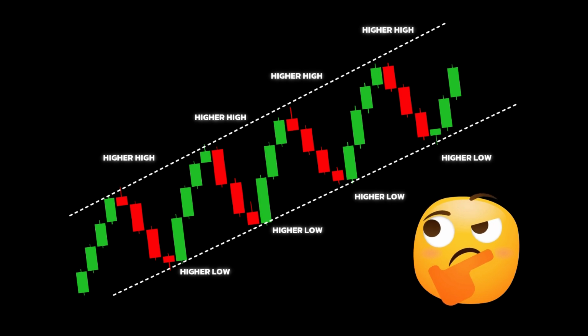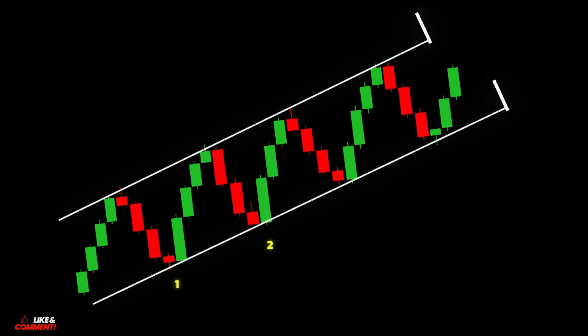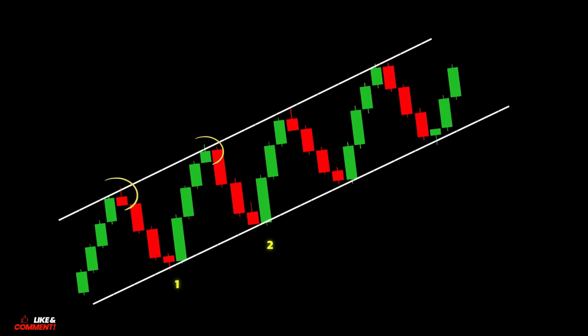To draw it, follow these steps. First, find two rising lows on the chart. Second, connect those two lows to create the lower trend line. Third, draw a parallel line from the first high and extend it to the higher high. Just like that, your ascending channel is complete.